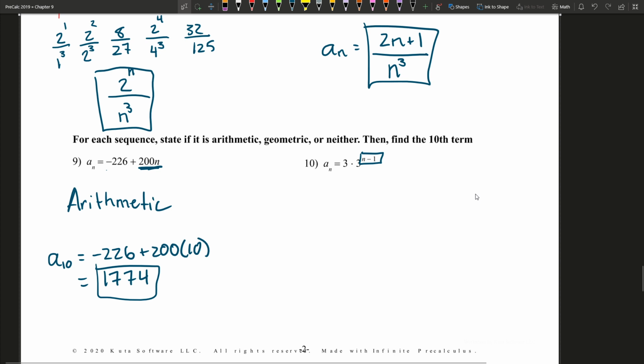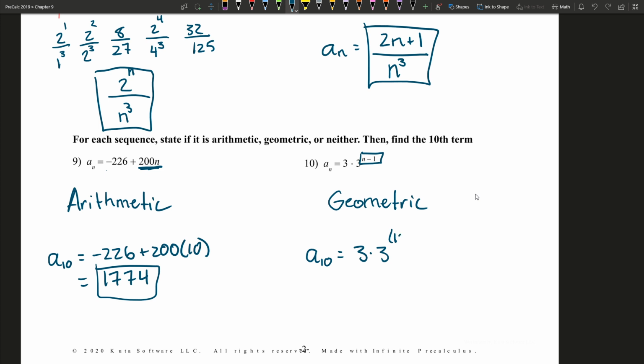All right, so back to number 10. When your n is in the exponent, that means you're multiplying by something over and over again. And when that's the case, it is by definition geometric. Then we need to find the 10th term. When we do that, we get 59,049.